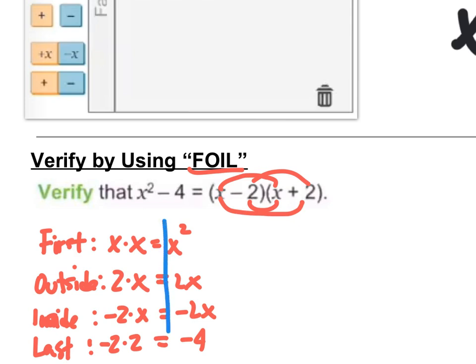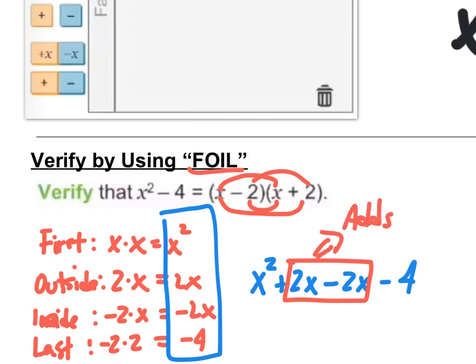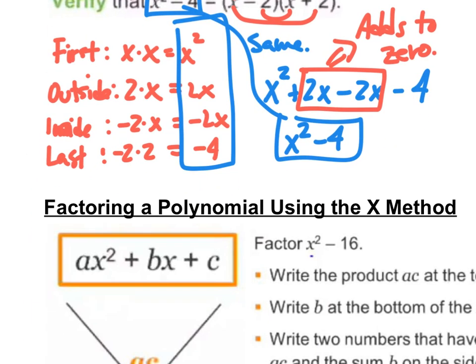So when we add all of these terms up, okay, we're going to get x squared plus 2x, and then minus 2x, and then minus 4. So what happens here is that these two terms, 2x minus 2x, add to 0, okay? And so as a result, we get this as our polynomial, x squared minus 4, which is what we started with. Okay, so because these two things are the same, we're good, okay? Then this is the correct factored form of this polynomial. All right, so let's move on.